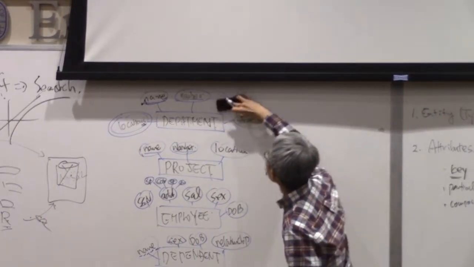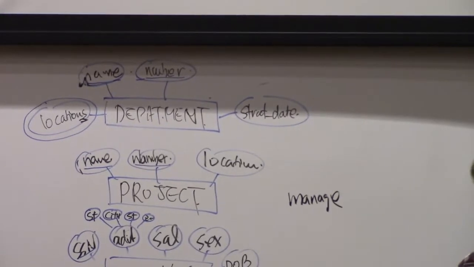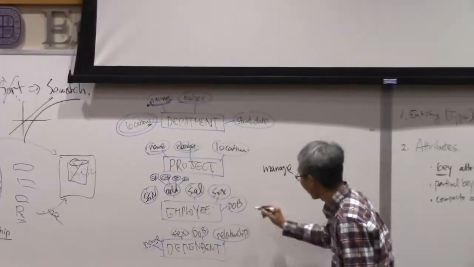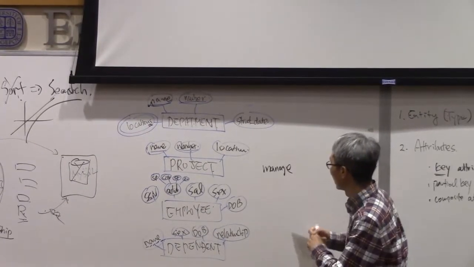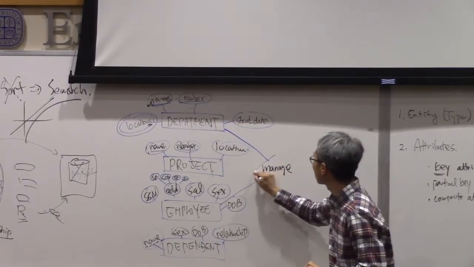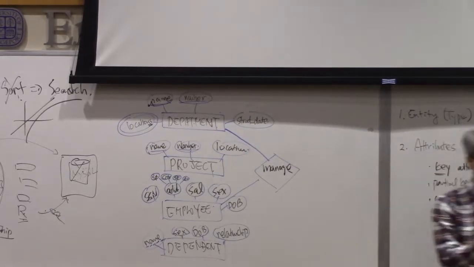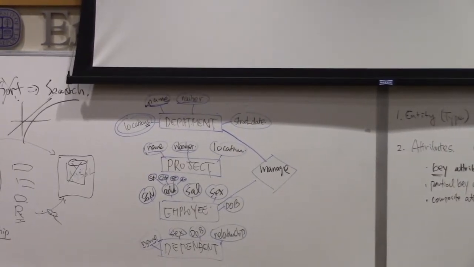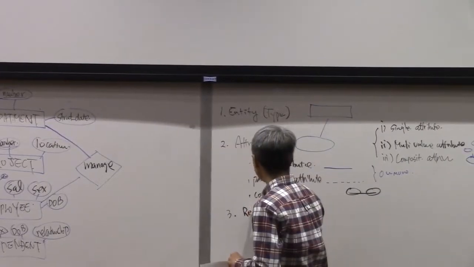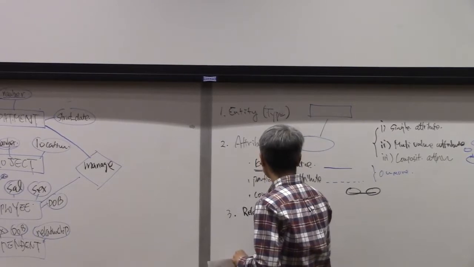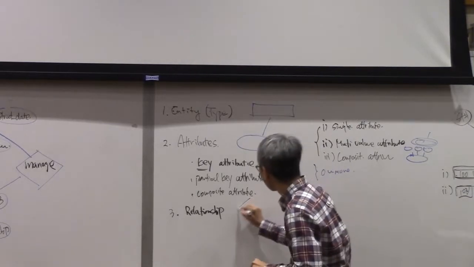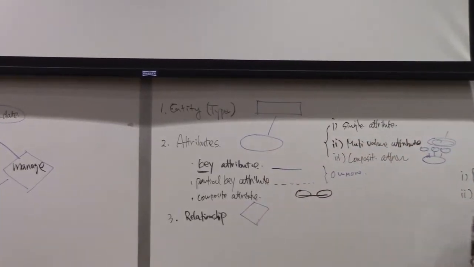Instead of an attribute of the department, this manager is also an employee. So connect the employee and department. Then use the diamond. So, third one, relationship. We use a rhombus or diamond to represent and connect.